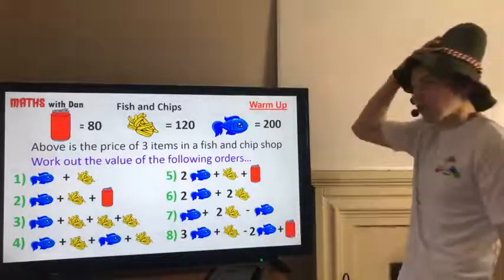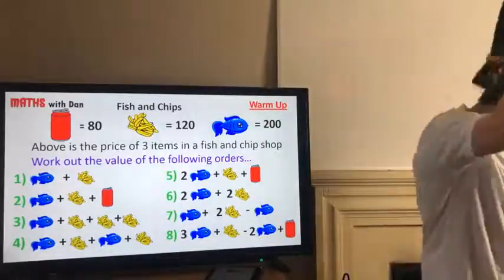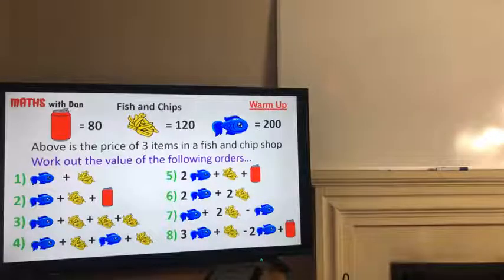Oh, sorry, my hat. The fish is worth £2. The fish is worth £2, definitely.